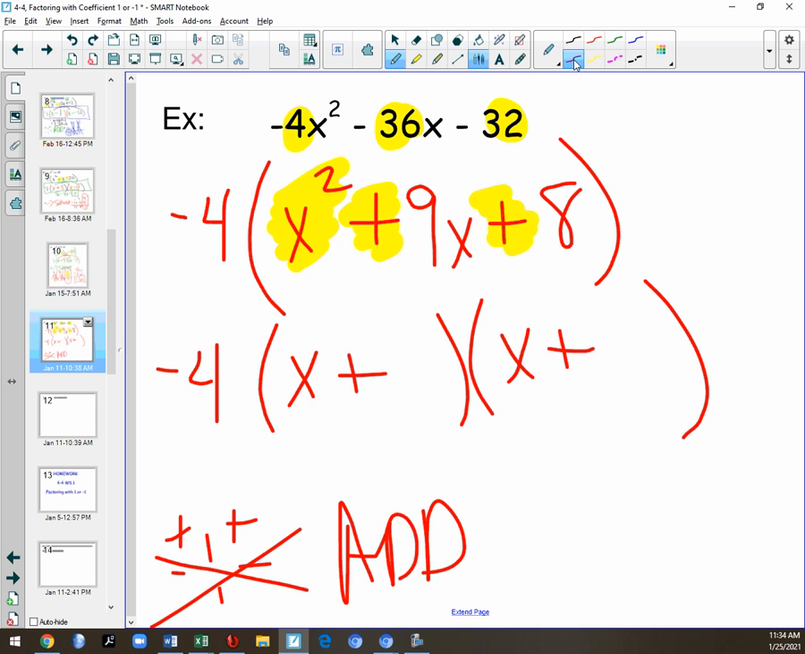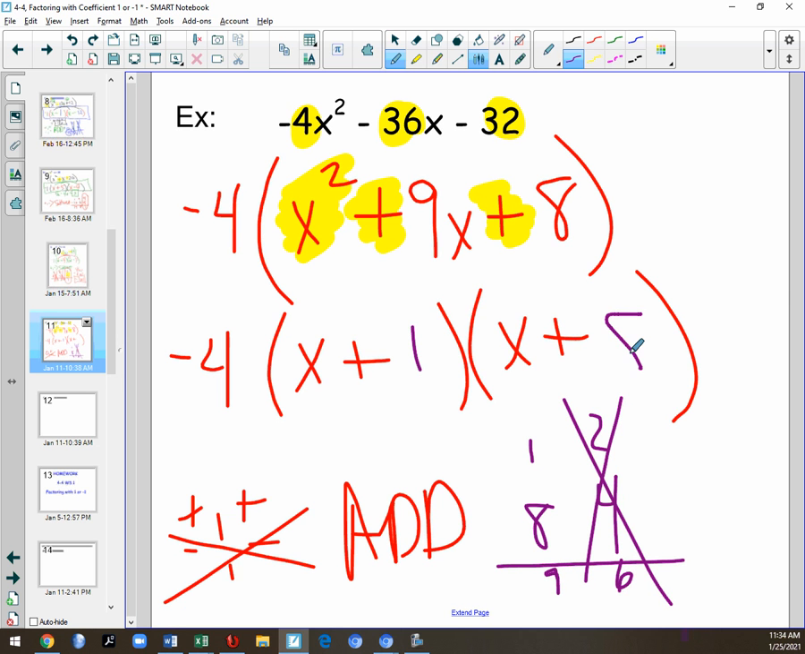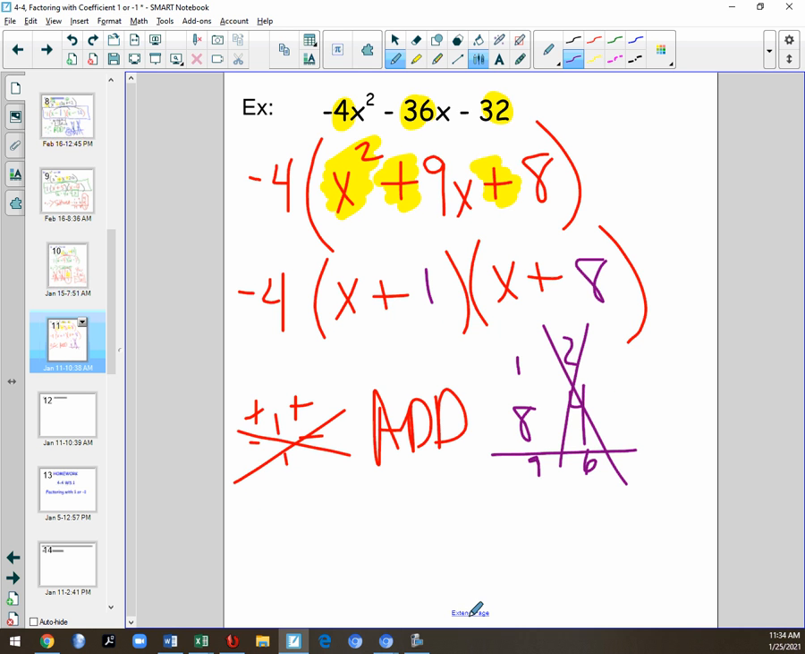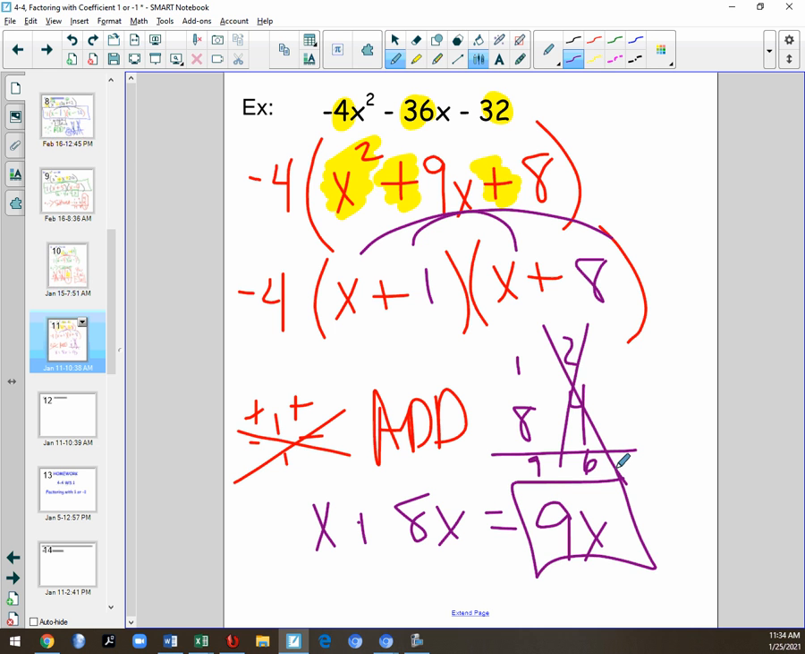Now I need all of the factors of 8, so that's 1 and 8, 2 and 4. I need to add them to get to 9. So that gives me a 9 and a 6. So that means I'm going to use 1 and 8. So how do I know that I'm right? Inner gives me an x, outer gives me an 8x to give me a 9x. And you know that you are done.